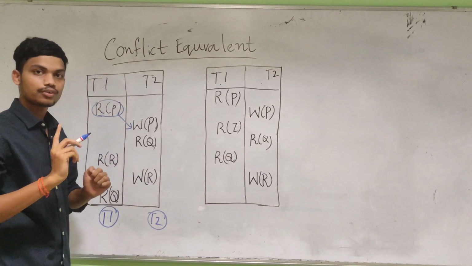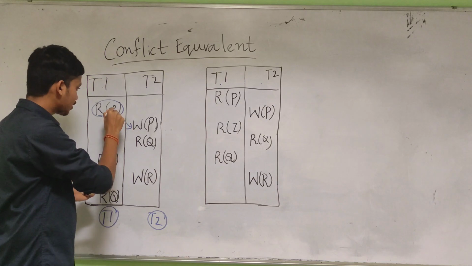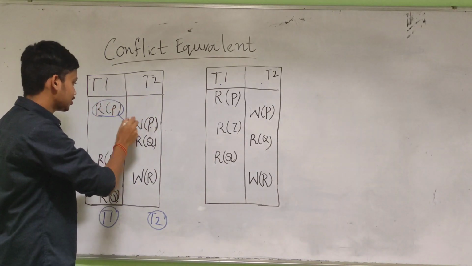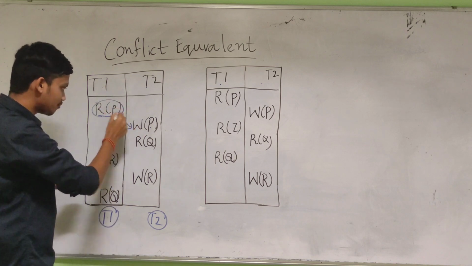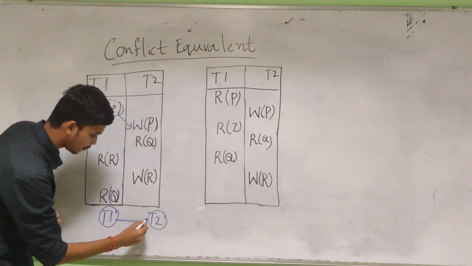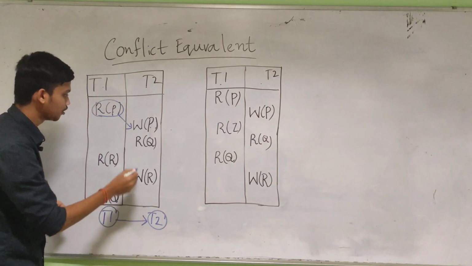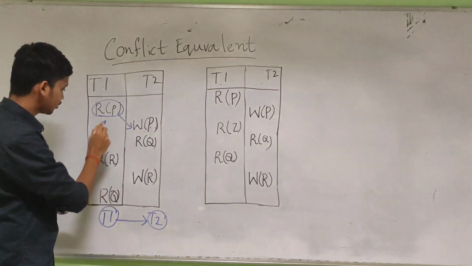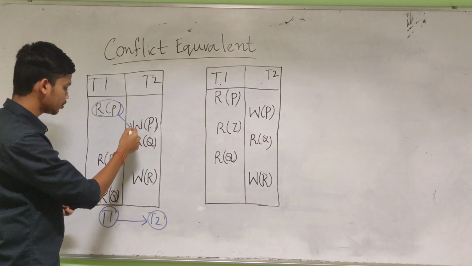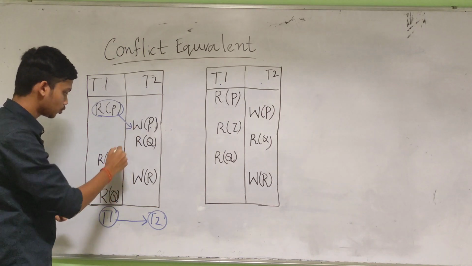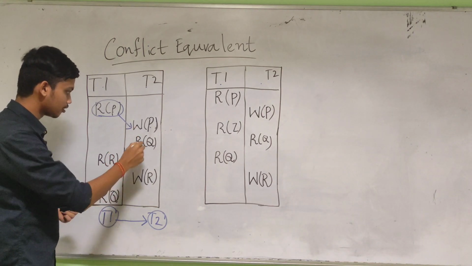What is the rule of conflict serializability? They should operate on the same data item, they should be different transactions, and at least one write should be there. So there is a conflict between these two transactions here. So T1 to T2, I am writing a conflict in this way. Check whether T2 to T1 is there or not. T2 to T1 is not there, right? P is not there in this T1, so if you go downward also you can't find it.